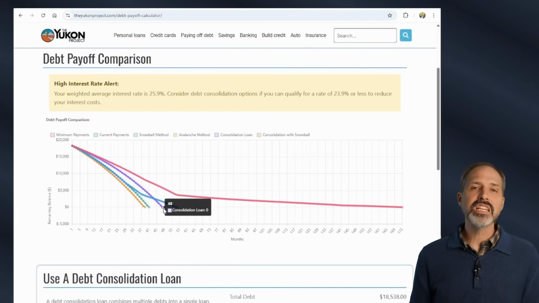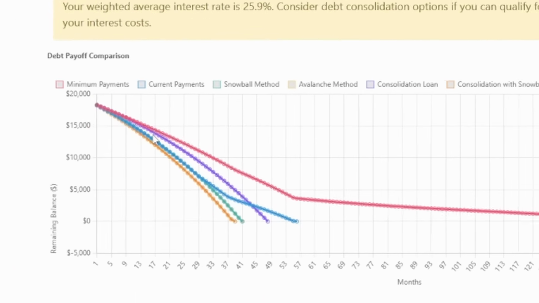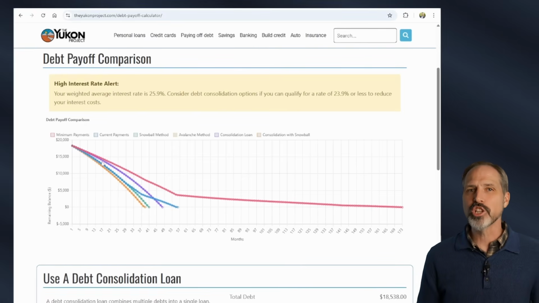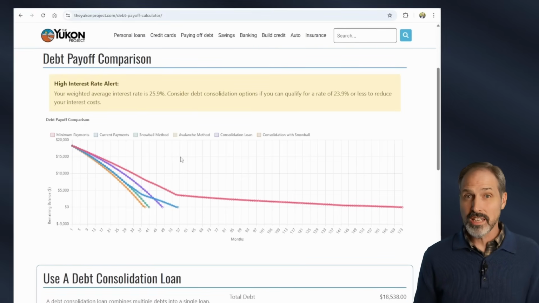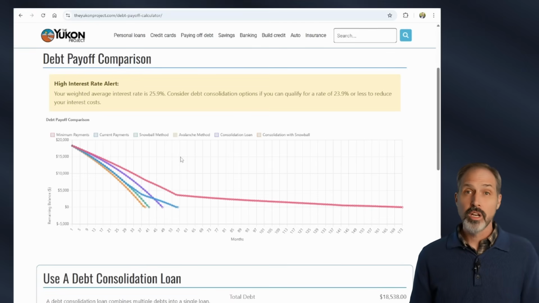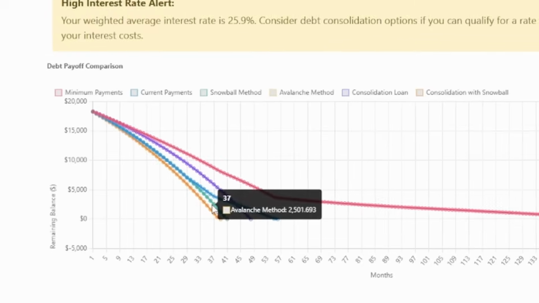It makes everything simpler. At the beginning, it doesn't look like you are making much progress compared to the red minimum payment line. But in this case, your monthly payment is lower than it would be for the minimum payment line. So you could alleviate immediate financial pressure, or you could increase the amount you put down towards principal and speed up your payoff. The Snowball and Avalanche methods look like they sit over the top of each other, but that is because of the scale of the graph.